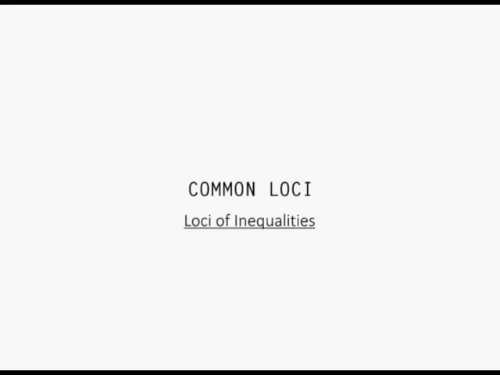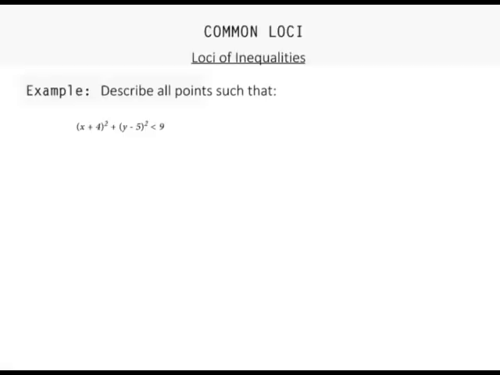And finally, loci of inequalities. We have used graphs to solve simultaneous inequalities. The same graphs can be used to describe loci in the Cartesian plane. For example, describe the locus of all points such that (x + 4)² + (y - 5)² is less than 9. The boundary line for this inequality has the equation (x + 4)² + (y - 5)² = 9, and this is the equation of a circle.